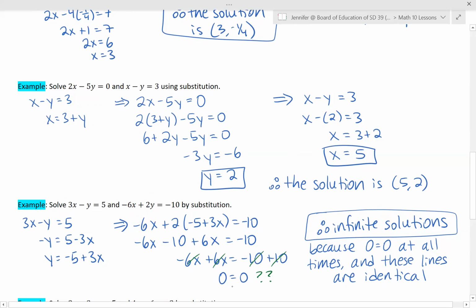This is similar to the case with elimination. You get 0 equals 0. That means it's infinite solutions.